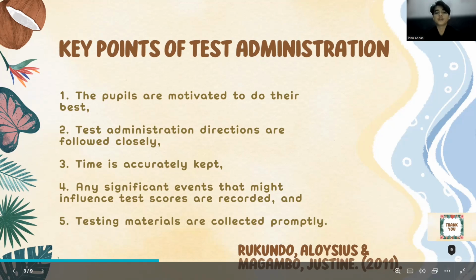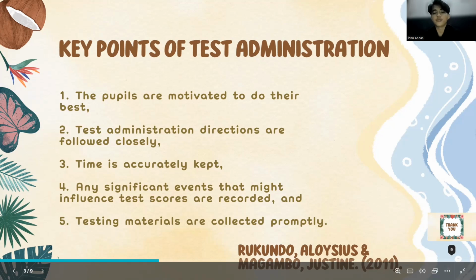Number three is time is accurate. It means that if the test is taken for 2 hours, then the student must work for exactly 2 hours, not more or less. Then the fourth, any significant events that might influence the scores are recorded. And the last is the materials are collected promptly.